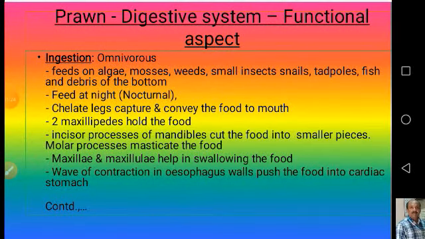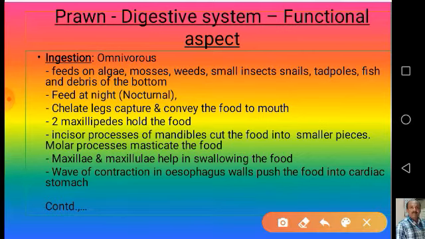So far we have discussed the prawn digestive system, in which we have seen the structural aspect. Now let us discuss the prawn digestive system functional aspect. As I said earlier, the functional aspect can be categorized into five processes, starting with ingestion, then digestion, absorption, assimilation and egestion, also called defecation. Now let us start with ingestion.